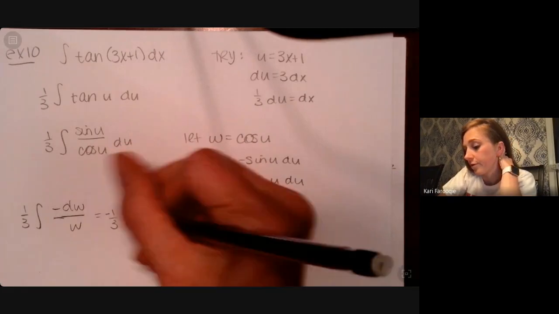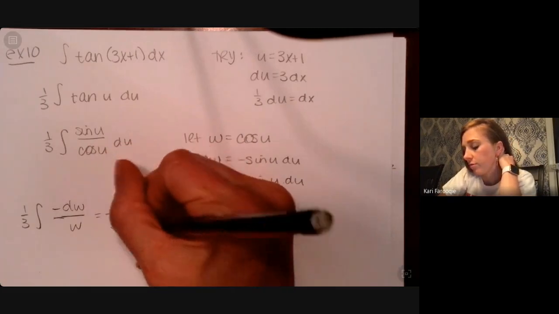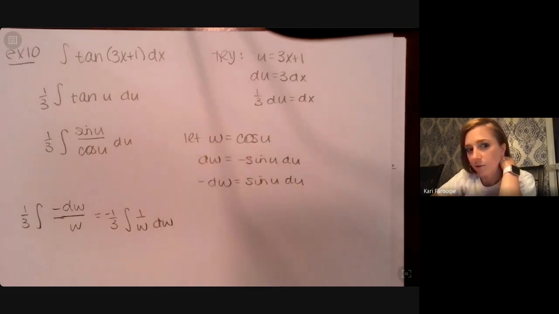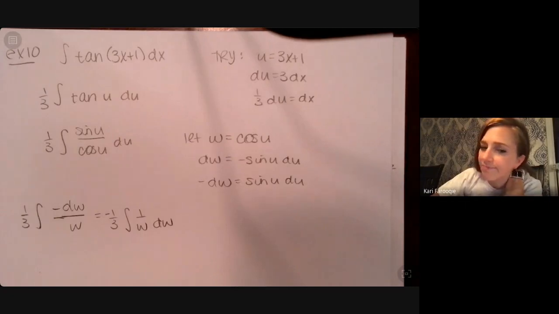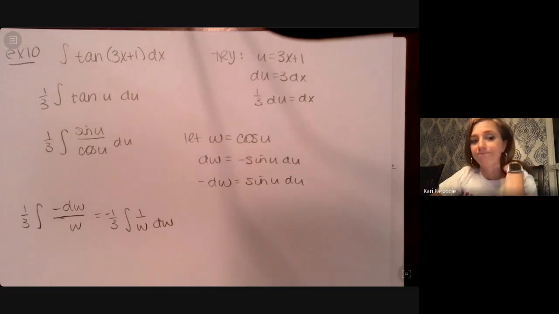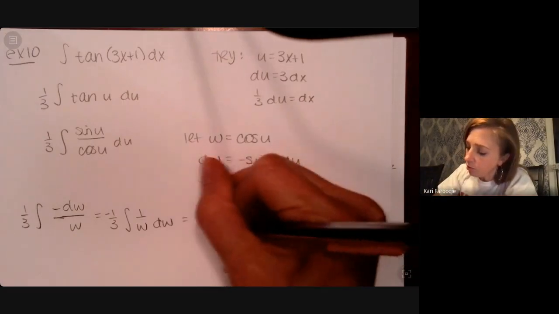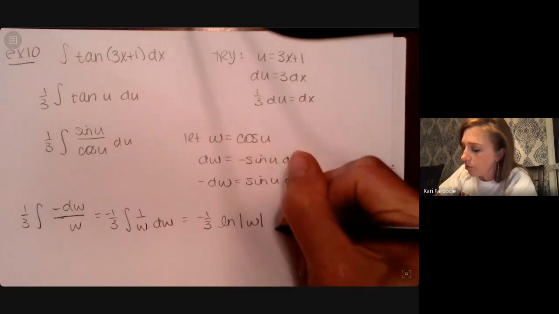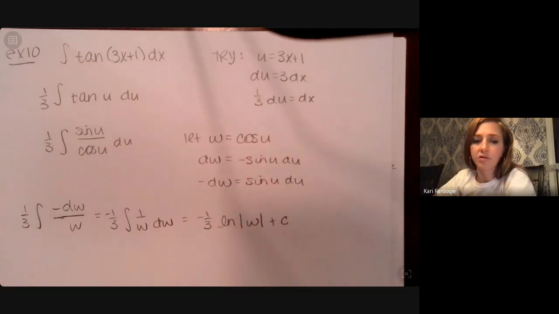All right, negative 1/3 times the integral of 1 over w dw. It's just a standard variable that you would use anytime you're making a double substitution. So negative 1/3 times the natural log of the absolute value of w plus c.